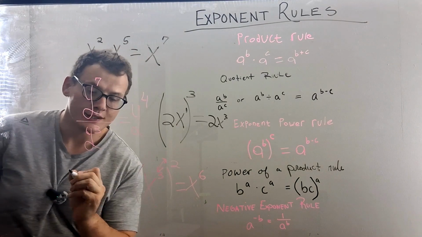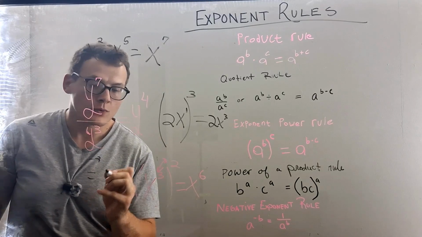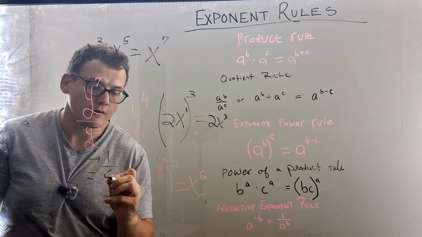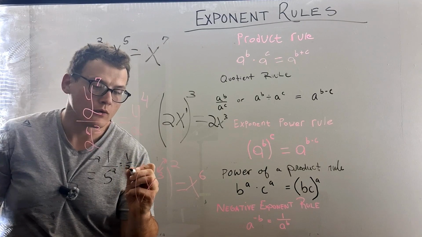Sorry, I saw that you couldn't see the 5 to the negative 2nd power. Just wanted to get that in there. It's 1 over 5 to the 2nd, which is the same as 1 over 25.